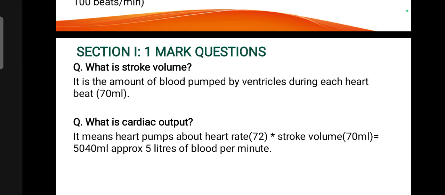What is stroke volume? It is the amount of blood pumped by ventricles during each heartbeat, which is 70 ml. What is cardiac output? It means heart pumps about heart rate into stroke volume, approx 5 liters of blood per minute. This is called cardiac output.